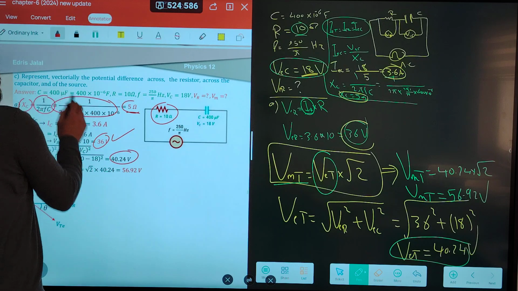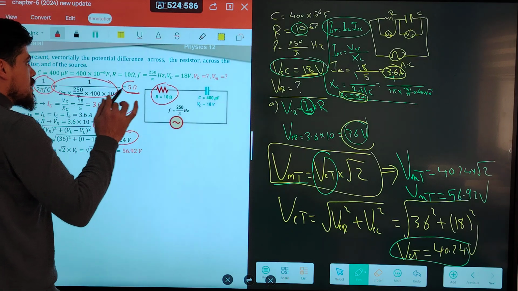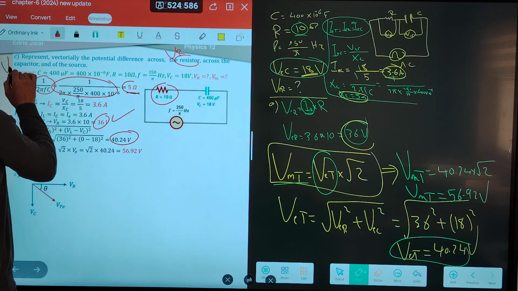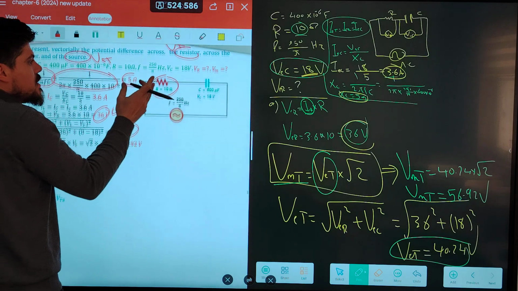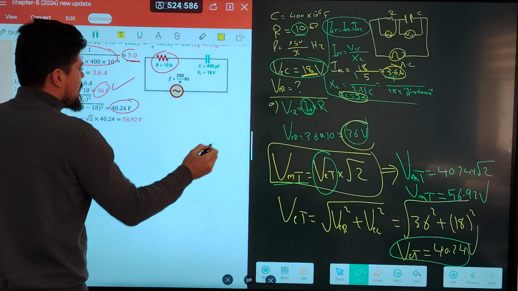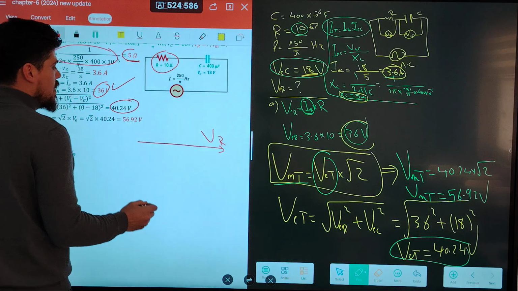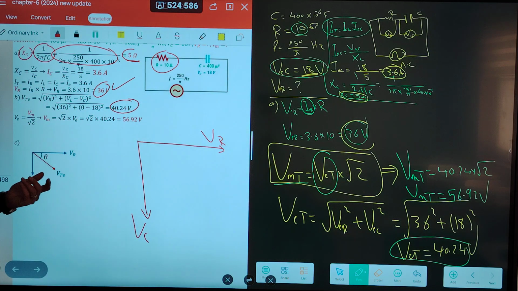Branch C, represent vectorially the potential difference across the resistor, VR, VC, and source, VE total. Because in this circuit we have only resistance and the capacitance. We know that in pure resistance we have VR here. In pure capacitance, VC lags behind the current.